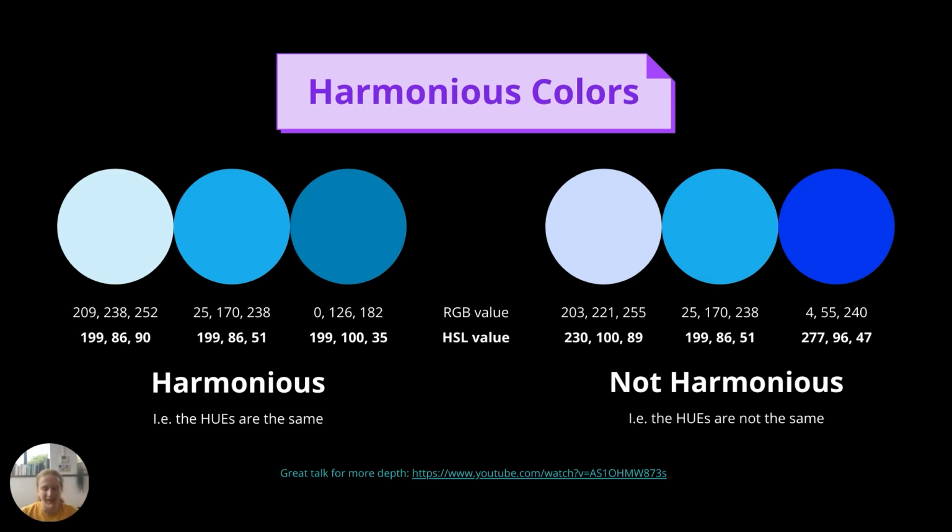In this case, I use the HSL color space. So that stands for hue, saturation, and luminance. Hue is measured from 0 to 360 degrees.